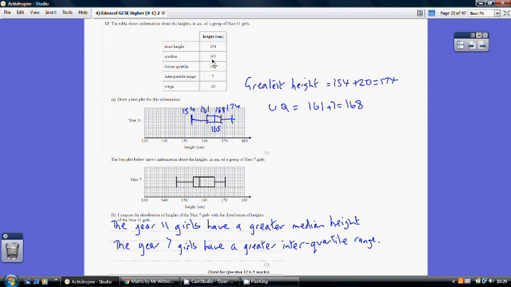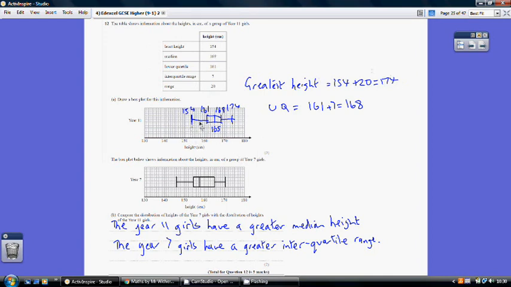Now to work out the upper quartile, I know that the upper quartile take away the lower quartile is the interquartile range. So the upper quartile must be 161, add the 7, which is 168. So my upper quartile, where my rectangle finishes, is at 168. And then my highest value, I also need to work out the greatest height. That's going to be worked out from the fact that I know the range is 20. The range is the difference between the greatest height and the least height, which is 20. So my greatest height must be 154, add 20, which is 174.